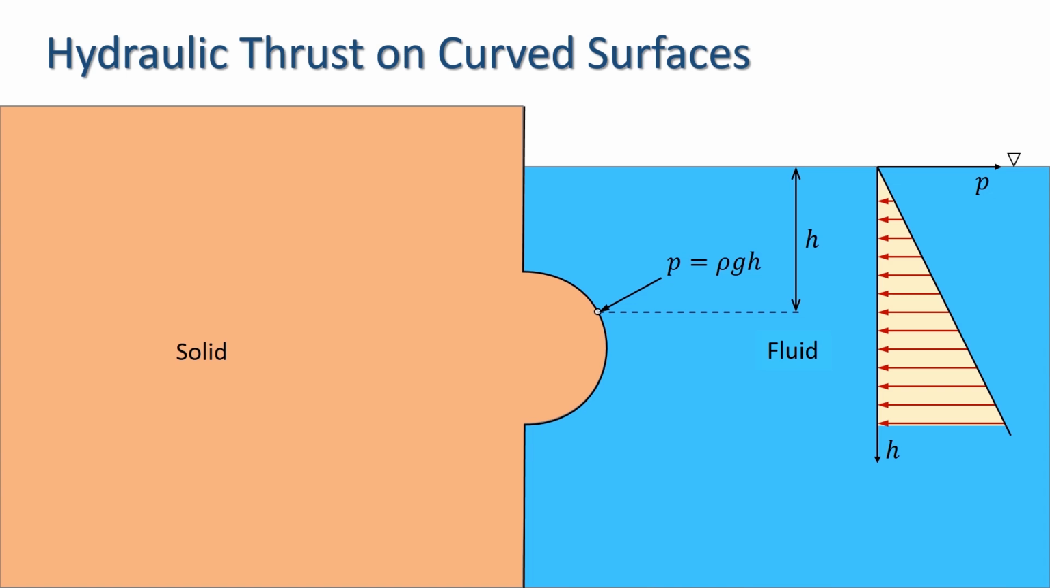If we are to find the thrust on this curved surface, we need to integrate the pressure over the surface. In general, analytical integration is difficult. Here, I'm going to present an alternative approach in which the horizontal and vertical components of thrust are determined separately. The total hydraulic thrust is then determined by a vector summation of the horizontal and vertical components.